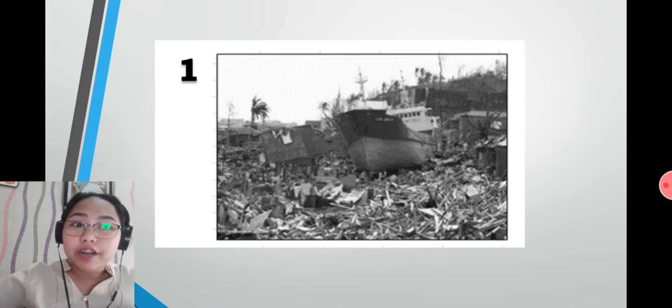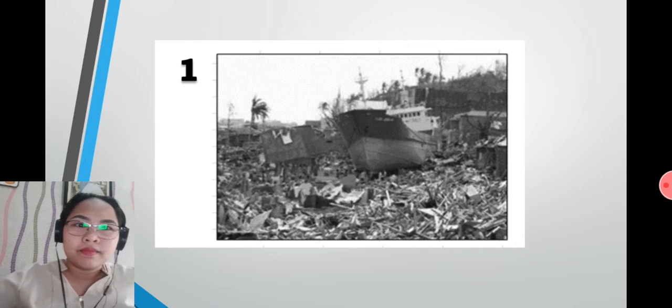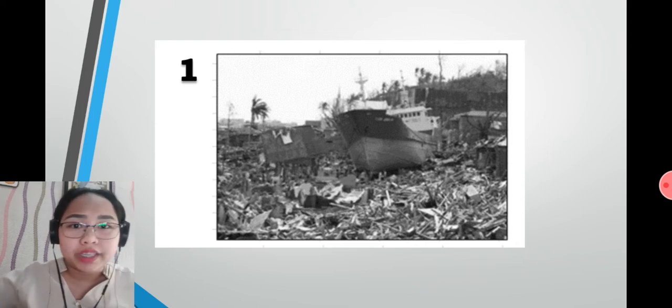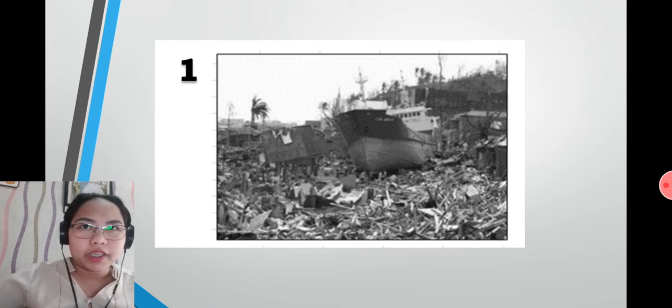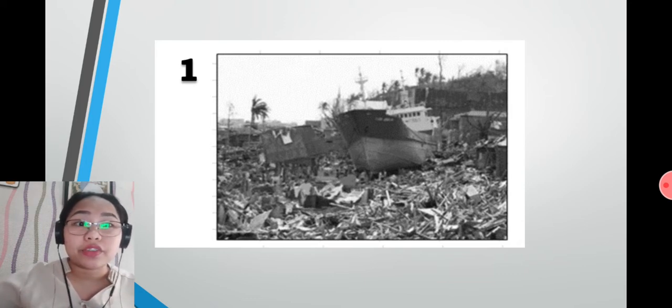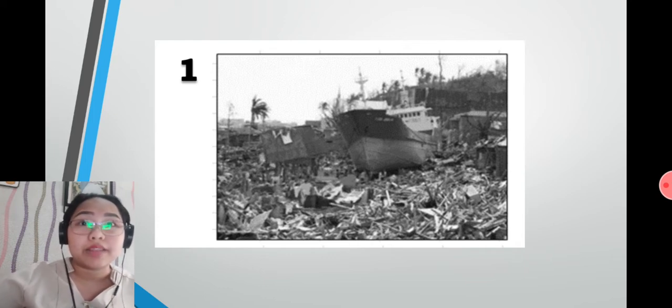Yes, we can see garbage around. What else? Yes, there are devastated houses. Yes, also a ship that was carried by strong waves. That's why it was there on the land. So how do we interpret the image number 1? As an interpretation, the first picture shows the happenings after a strong typhoon crosses a certain place.